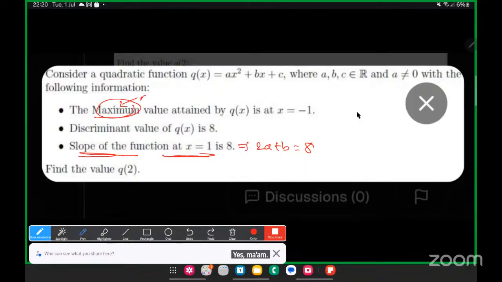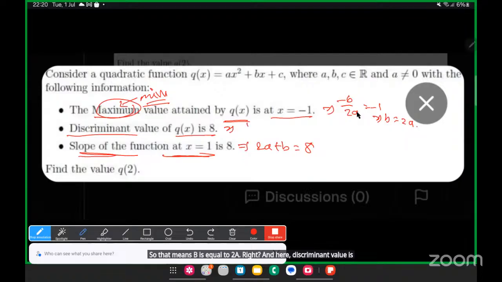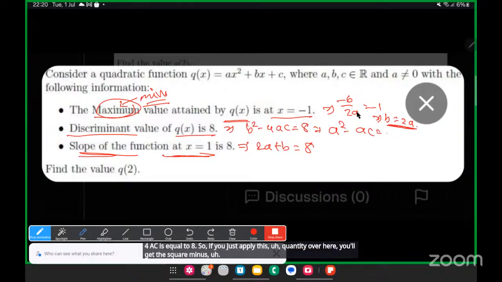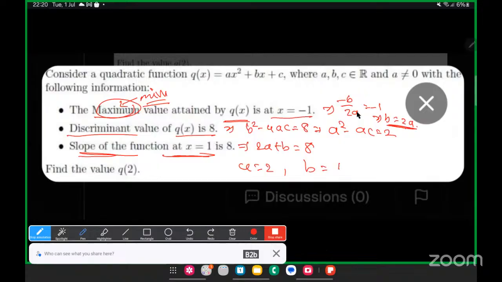There should be a minimum value, not max. Okay, so the minimum value attained by q of x is at x equals -1. So that is minus b by 2a is equal to -1. So that means b is equal to 2a, right? And here the discriminant value is 8. So that means b square minus 4ac is equal to 8. So if you apply this over here, you will get a square minus ac is equal to 2. If you solve it, you will get the value of a to be 2, b to be 4, and c to be 1.